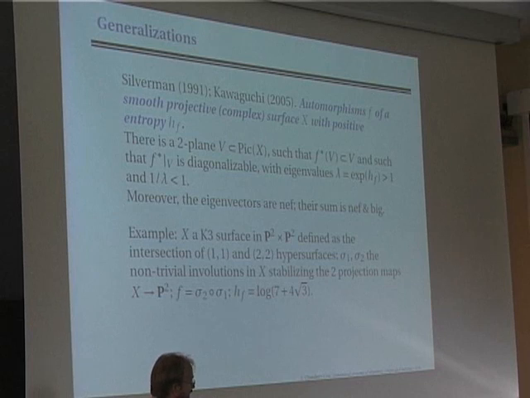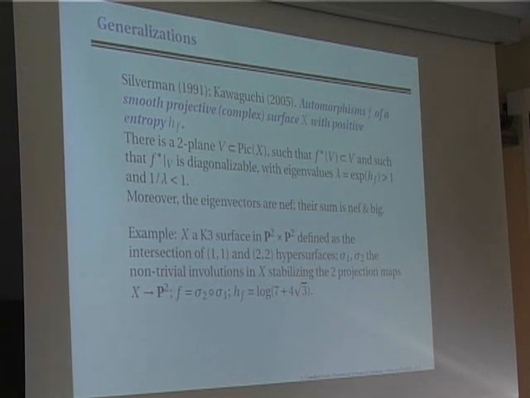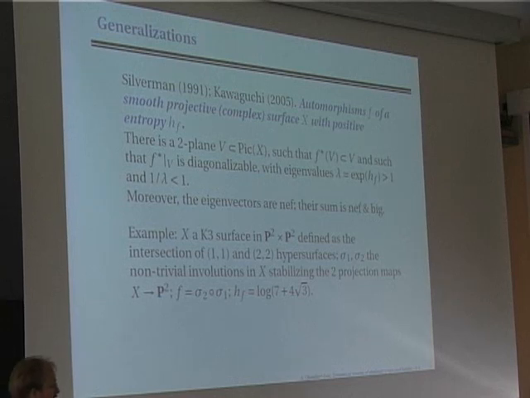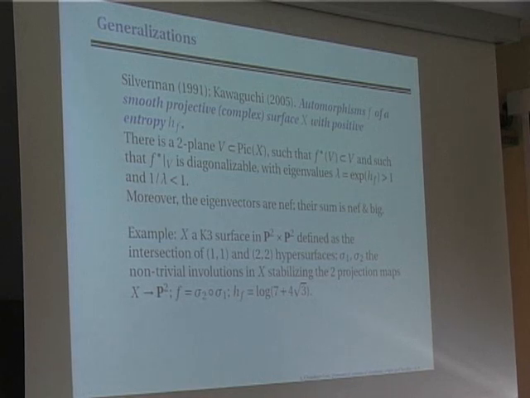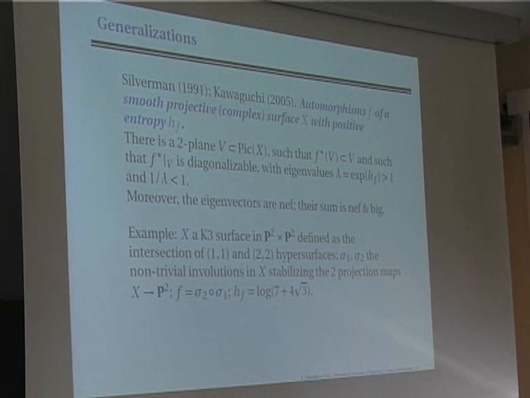And in that case, one can find within the Picard group a plane, I mean a two-dimensional subspace, which is stable under the action of the dynamical system, and such that the action on this plane is diagonalizable. So it has two eigenvalues. The one is the exponential of the entropy, lambda, which is greater than 1 because the entropy is positive. And the other is the inverse, so it's smaller than 1.